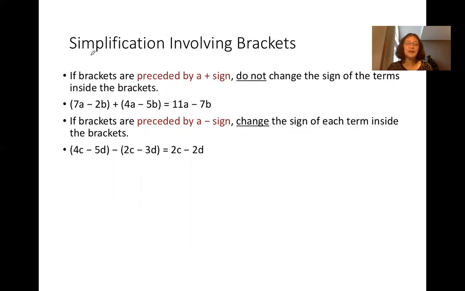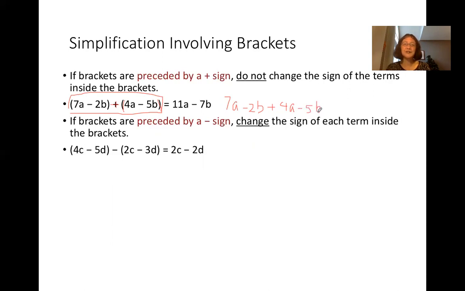This one is simplification involving brackets. Okay. For example, if you want to simplify this expression, you have a plus sign in front of the second bracket. So when you take away the bracket, you do not change the sign inside the brackets. So this expression becomes 7a minus 2b. Take away the bracket because it is positive sign, the bracket. You do not change the sign inside the brackets.